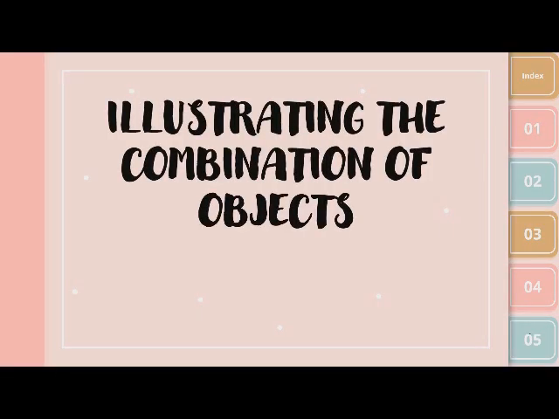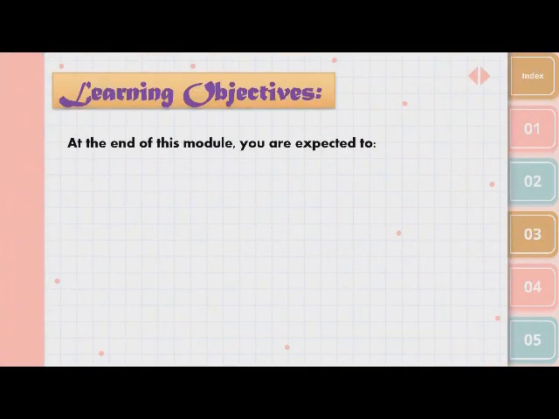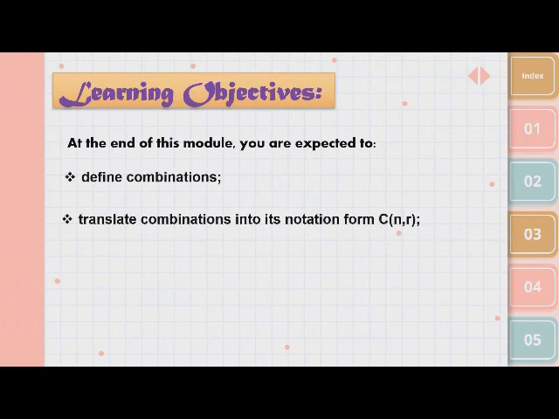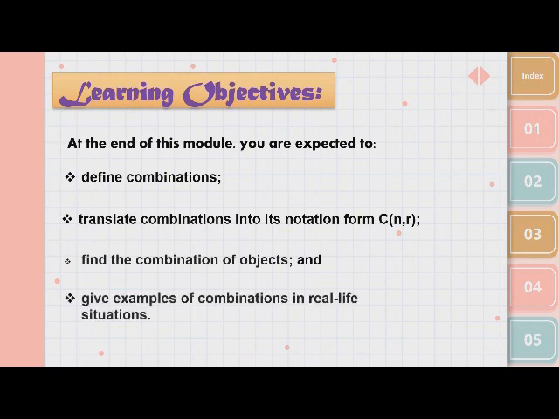Illustrating the combination of objects. This is Quarter 3, Module 3 of our Mathematics 10. In this module, you have the following learning objectives. First, you will define combinations. Second, translate combinations into its notation form, the combination of n objects taken r at a time. Third, find the combination of objects. And the last one, you will give examples of combinations in real-life situations.